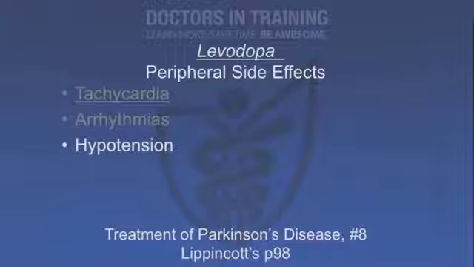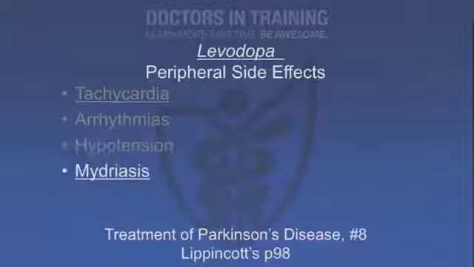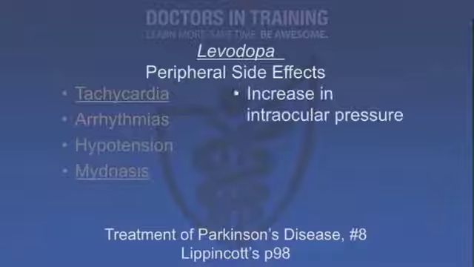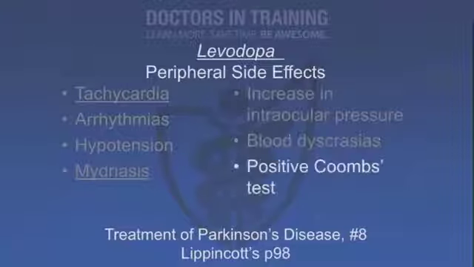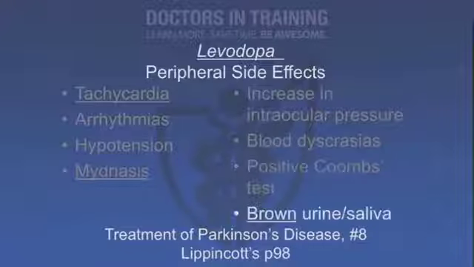Levodopa has an adrenergic action on the iris, so it can cause mydriasis or dilation of the pupil. The drug can cause an increase in intraocular pressure, so you need to be careful in patients with glaucoma. Levodopa can cause blood dyscrasias. It can cause a positive reaction on the Coombs test occasionally. It will also cause a patient's saliva and urine to turn brown because of melanin pigment that's produced from catecholamine oxidation.